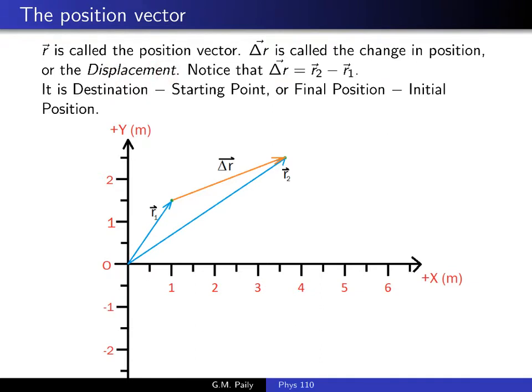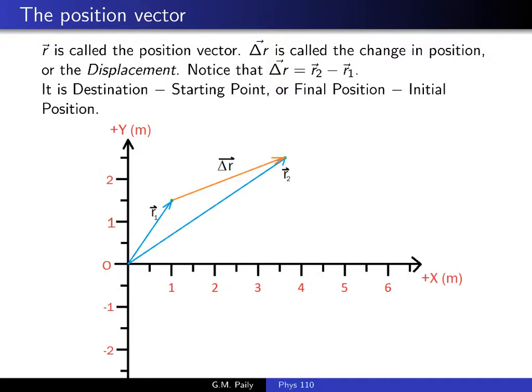Notice that delta r is r2 minus r1. Let's see how that works. The effect of delta r is to go from here to here. We want a combination of r1 and r2 that has the same effect. So we start from here, and first go to the origin. That will use vector minus r1. And then we go from the origin to the final point, and that is vector r2. So in other words, minus r1 plus r2 has the same effect as delta r. So delta r is r2 minus r1.